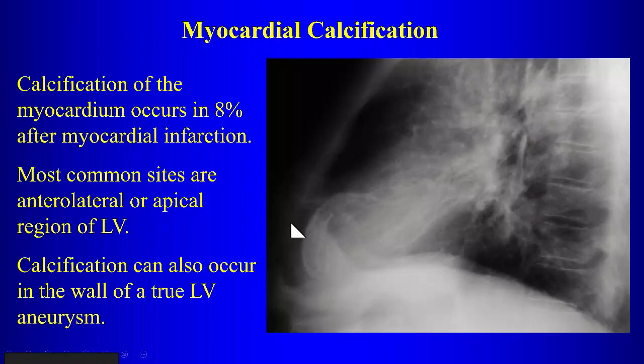Now, this calcification can occur in the wall of a true aneurysm. Do true aneurysms rupture? No, true aneurysms do not rupture. It's the false aneurysms that you have to worry about. False aneurysms rupture. The false aneurysms calcify.